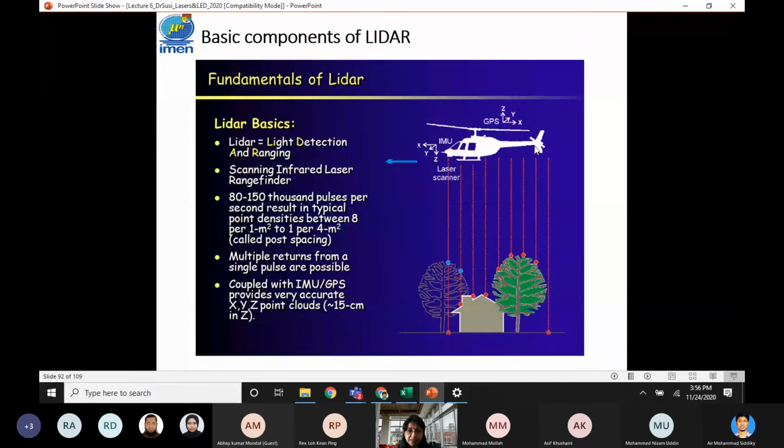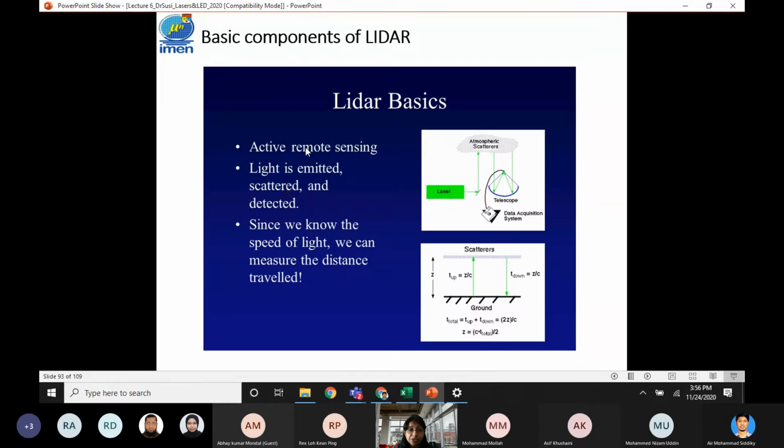As the helicopter moves, it scans different parts and collects back the spectrum from here. Then they use software to plot back what they have observed from the collected spectrum. Okay, it's called a scanning infrared laser rangefinder. So this is LiDAR. For active remote sensing, light is emitted, it is scattered and also detected. And since we know the speed of light, we can also measure the distance traveled.